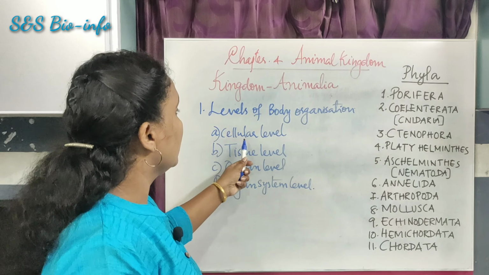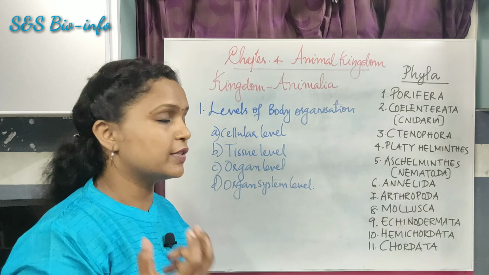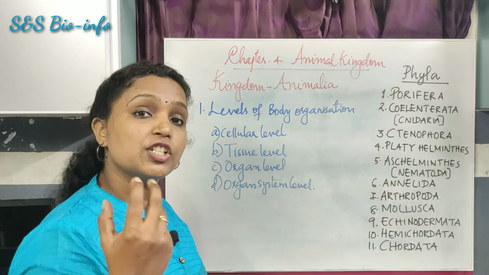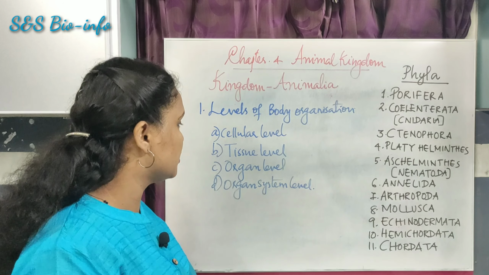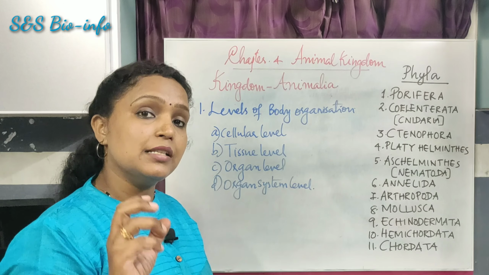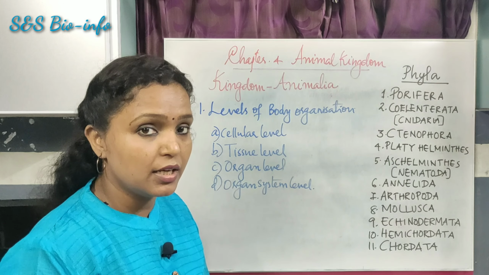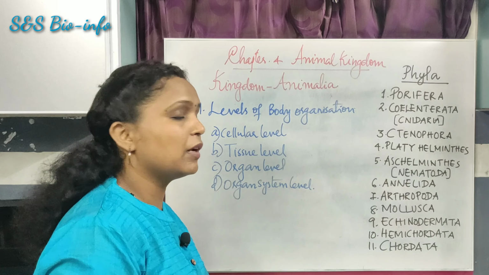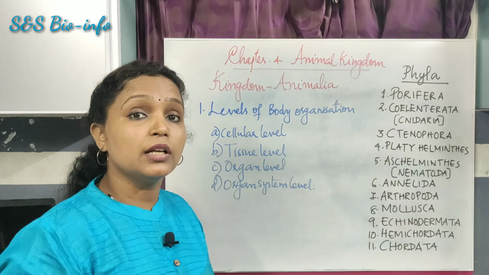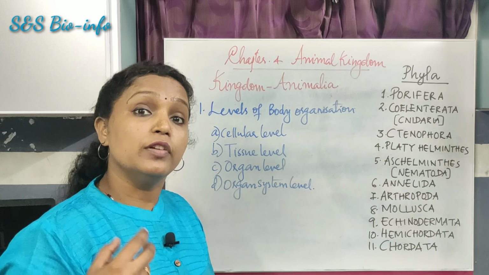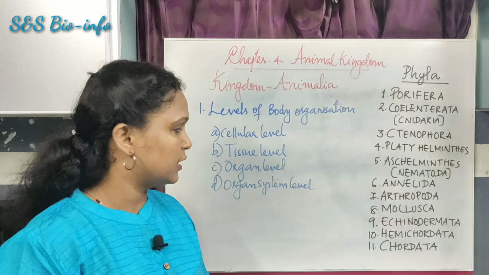Okay, cellular level means the body of such animals consists only aggregates of cells. Tissue level means such body of animals consists only tissues for performing specific functions in the body. Organ level means such animal consists of cells, tissues and organs for performing various functions. Organ system level means these are the most complex animals with the most complex body designs with well developed organ system for performing each and every life process.